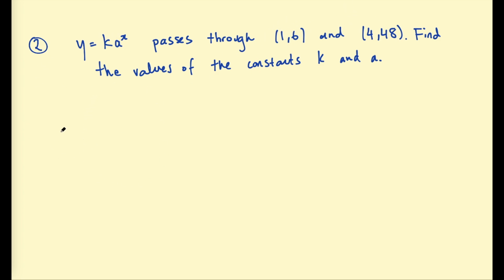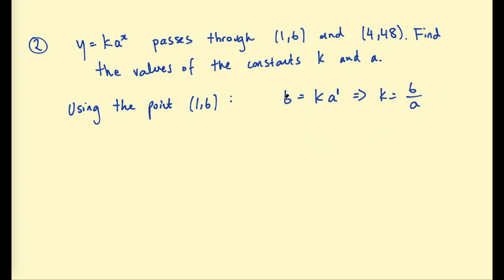So plugging in, let's say using the point 1, 6, we would get y is 6. So 6 equals ka to the power of x. X is 1. Okay, so this gives us, if we rearrange in terms of k, k is equal to 6 on a.